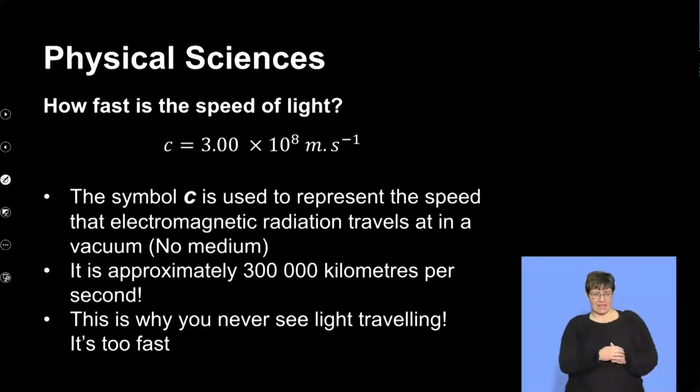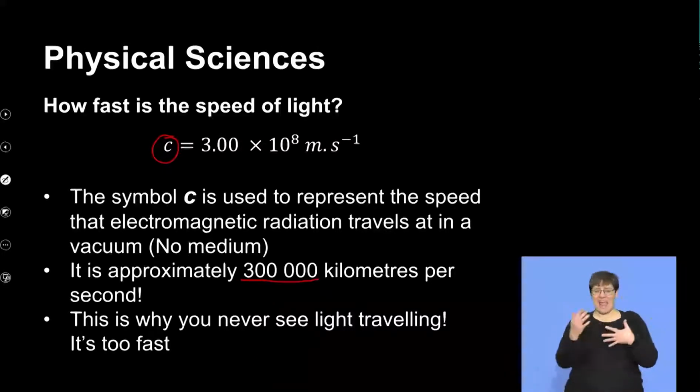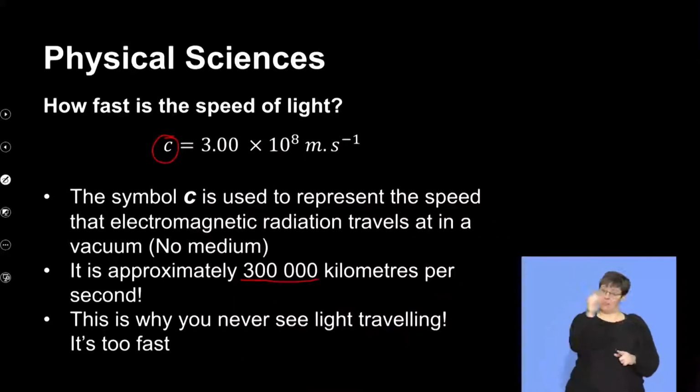We've already said that c is the symbol for the speed of light. But if we convert it from meters per second to kilometers per second, we can see that it's a huge amount, 300,000 kilometers per second. Significantly faster than you would go on the highway even. Significantly faster than any of us will ever go. This is why you'll never see light traveling.